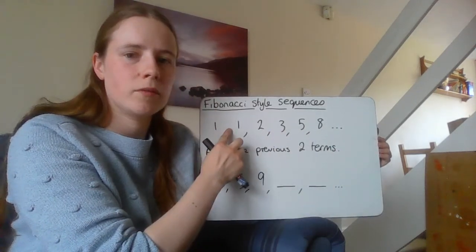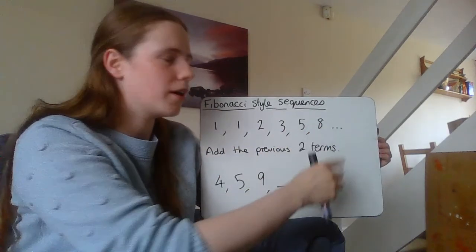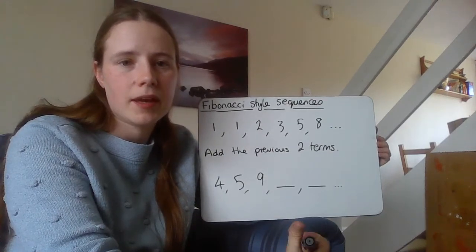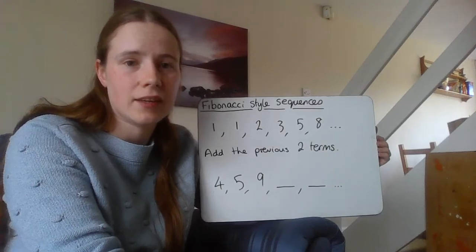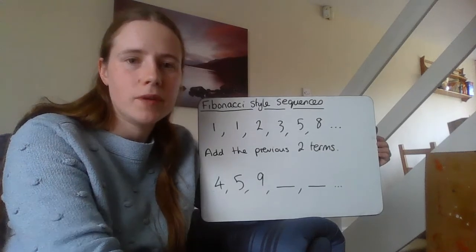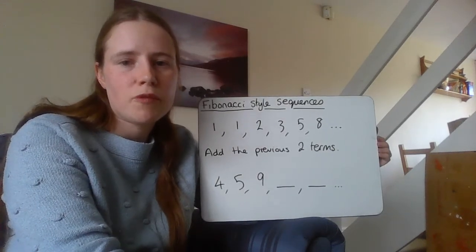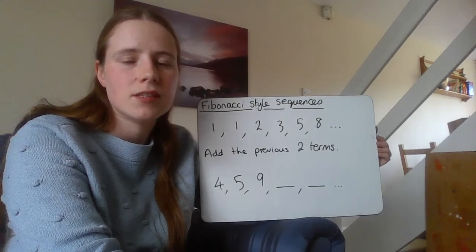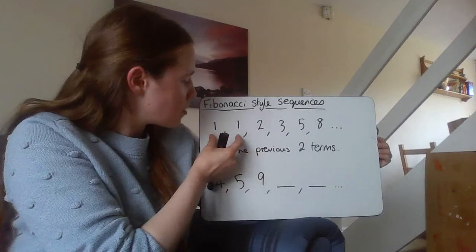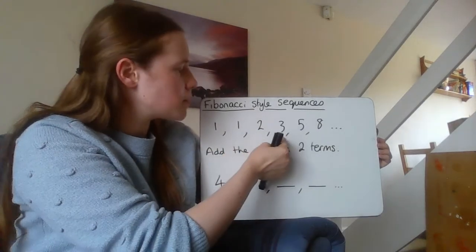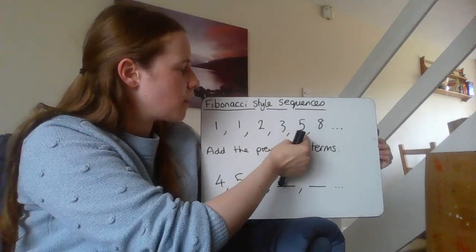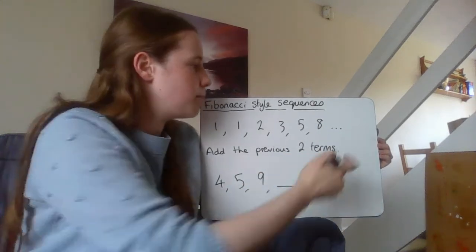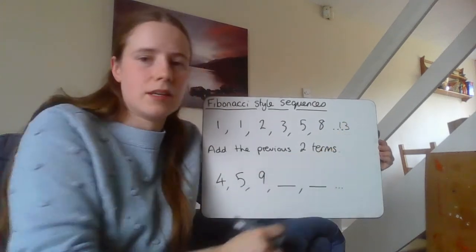It goes 1, 1, 2, 3, 5, 8. Now this is a very interesting sequence because it generates quite a lot of interesting characteristics. But what you need to know for GCSE is for a Fibonacci style sequence, you add the previous two terms to get the next one. So 1 plus 1 is 2, 1 plus 2 is 3, 2 plus 3 is 5, 3 plus 5 is 8, and 5 plus 8 is 13. So that would be our next number in the sequence.